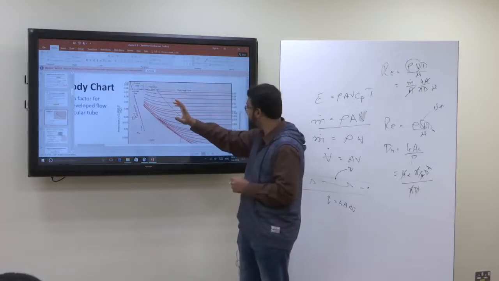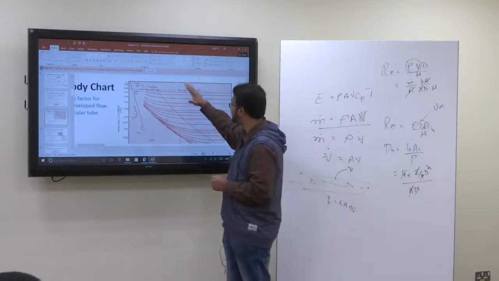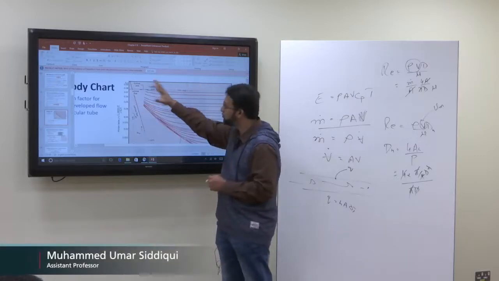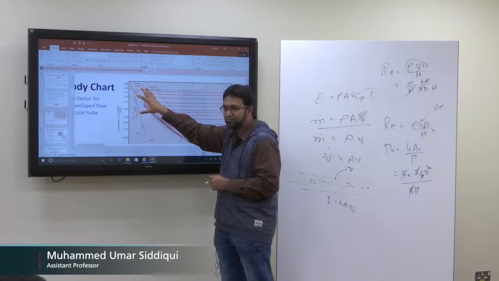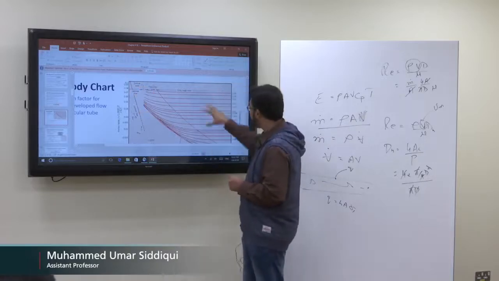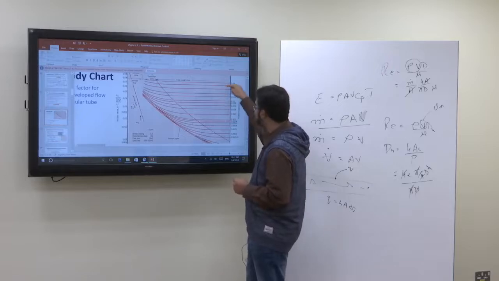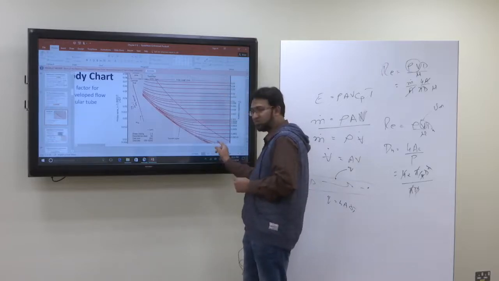This I made a mistake. This is not turbulent to laminar transition. This is fully rough zone to partially rough zone. Okay. So in this region, if you see, the relative roughness is high compared to this region.